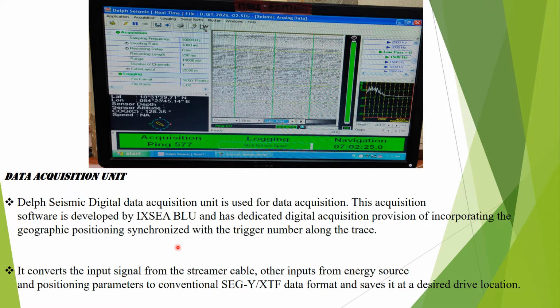How does it do the work? It converts the input signal from the streamer cable and the inputs from the energy source and GPS into a conventional SEG-Y data format, and saves it in the desired drive location. So the data acquisition unit is interfaced with the trigger number, the input signal from the streamer cable, and the other input from the energy source. And finally we will get the seismic 2D image.